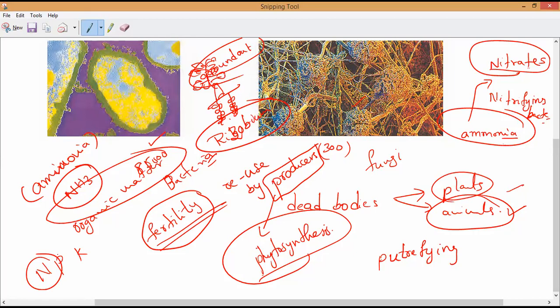Only due to the presence of decomposers, the various nutrient elements initially taken by the plants from the soil, air and water are returned to the soil, air and water after the death of plants and animals. So this is the major importance, because if there were no decomposers, then what is happening? As I already told you in yesterday's class also, all the dead bodies of plants and animals will keep on lying there without any decay.